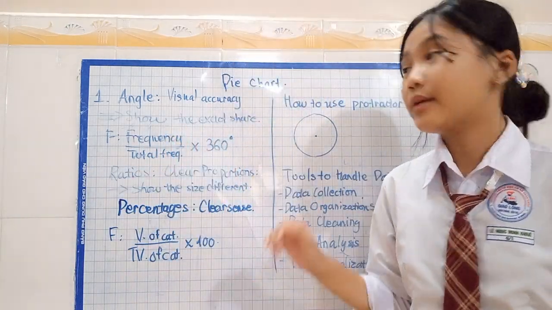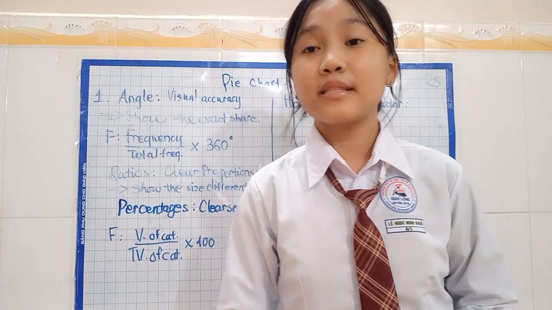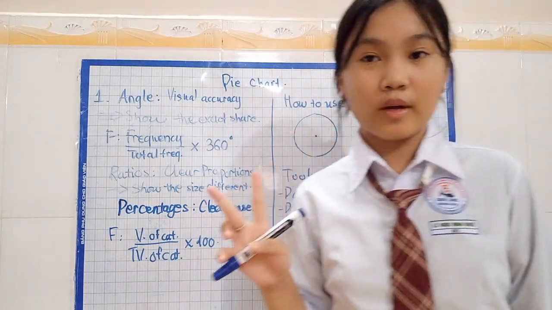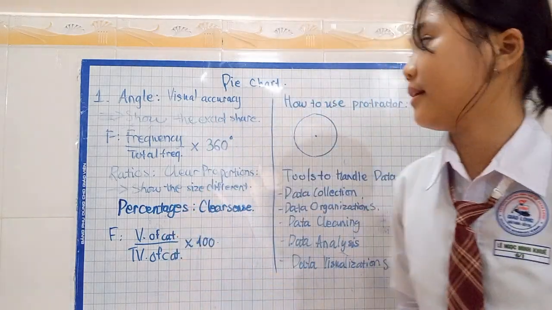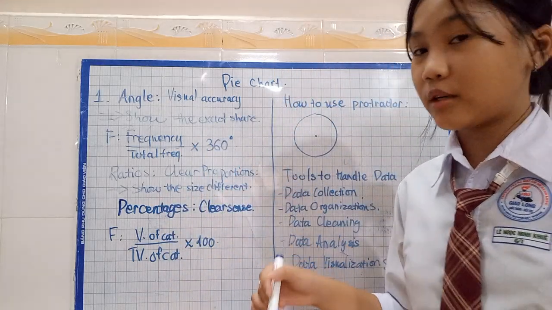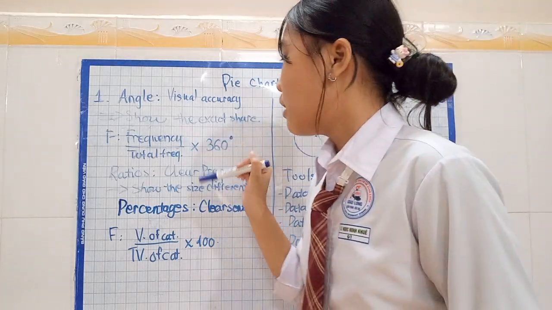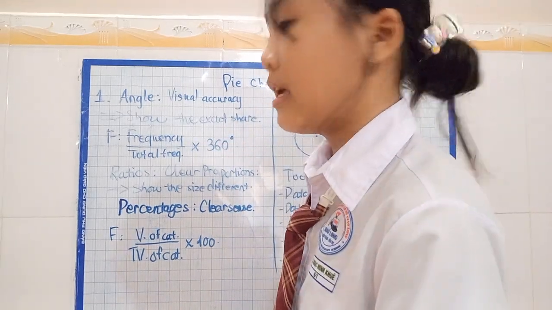For today's video, we are going to be talking about pie charts. Basically, we're going to be answering two questions and one problem for this video. First is why should we apply the three steps of angle, ratios, and percentages.